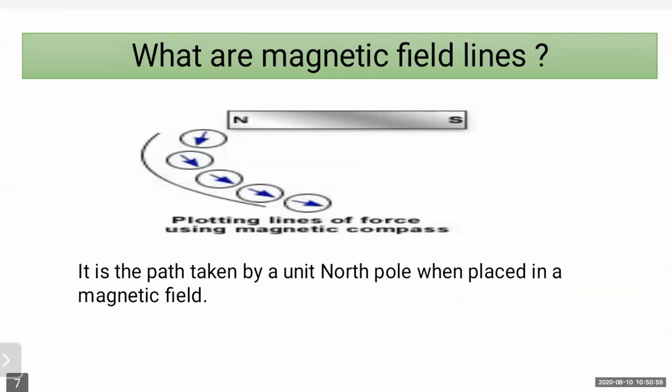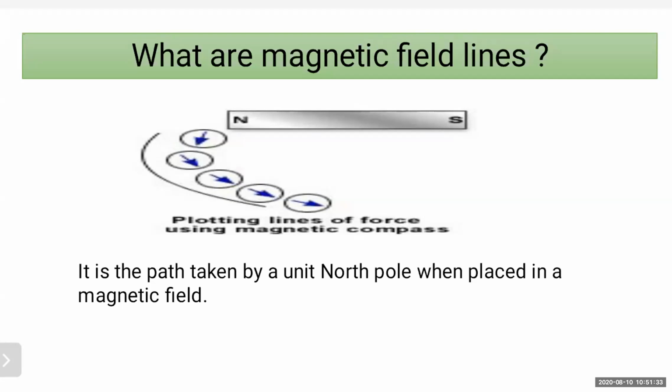And what are the magnetic field lines? What is meant by the magnetic field lines? The path along which the unit north pole moves in a magnetic field is called magnetic field lines. And these magnetic lines of force are closed continuous curves.